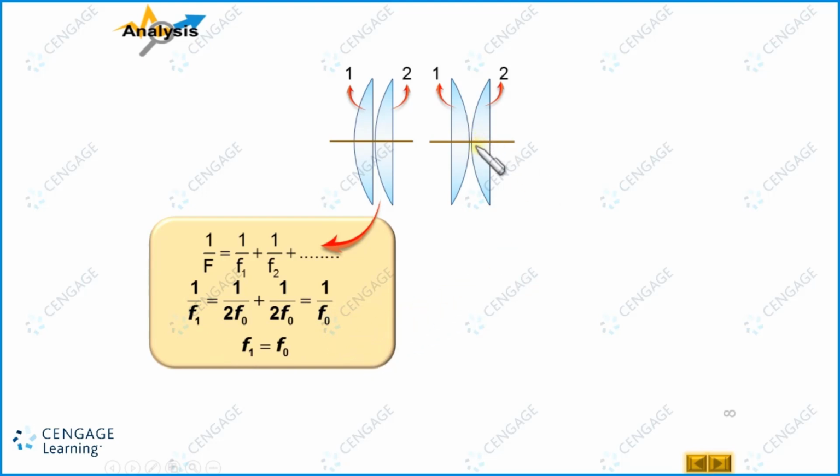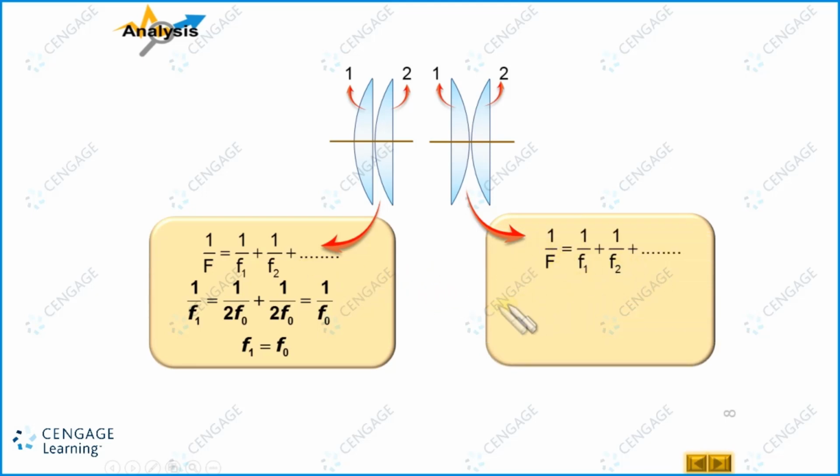Okay. Now let us calculate the equivalent focal length of this combination. Again we use the lens combination formula, and here we can write this focal length as 2 f naught. This is again 2 f naught. So 1 upon f2 equal to 1 upon 2 f naught plus 1 upon 2 f naught. That is equal to 1 upon f naught. That means f2 equal to f naught, right?